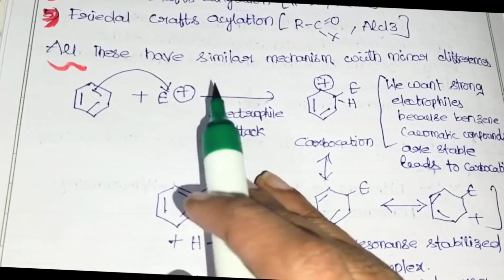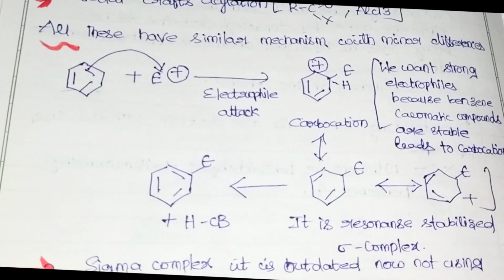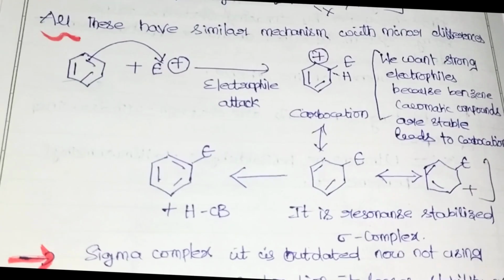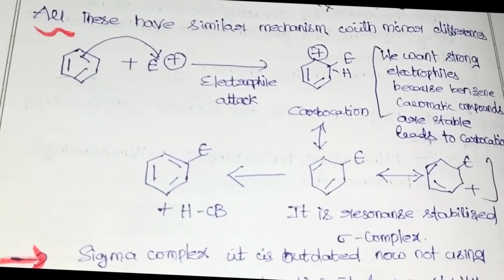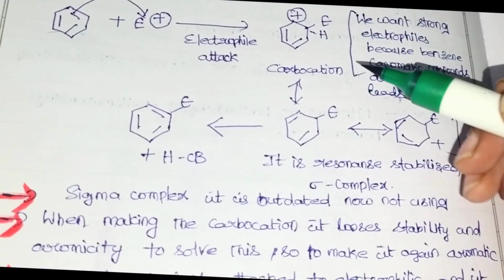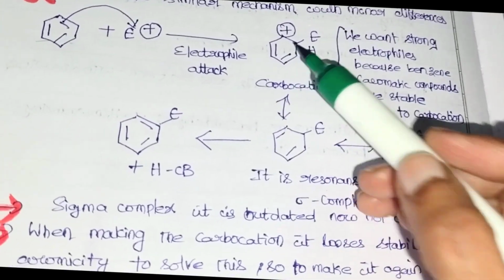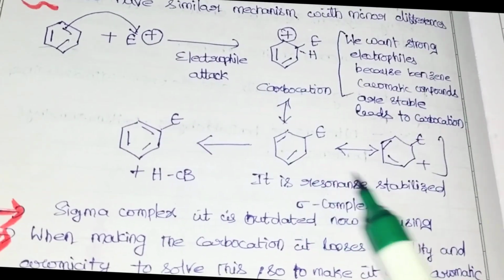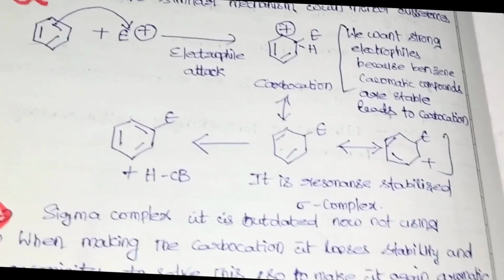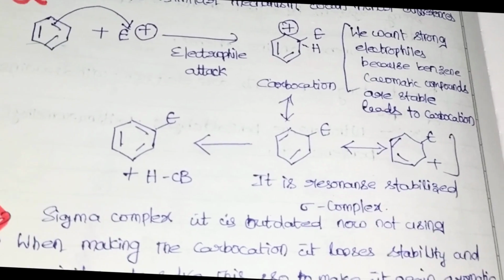The electrophile will attack the benzene ring to form a carbocation, and it is a resonance stabilized product. The carbocation is resonance stabilized, and it is also called the sigma complex. Let's see here, we can see 3 resonance stabilized structures, 1, 2 and 3, and this is also called the sigma complex. But now they are not using the word sigma complex as it is outdated. Before it was used, but in some textbooks we can find this term.